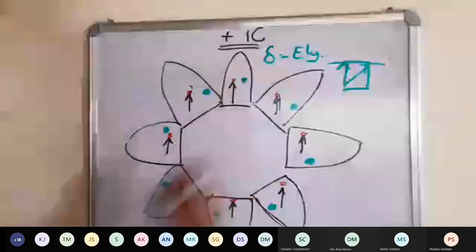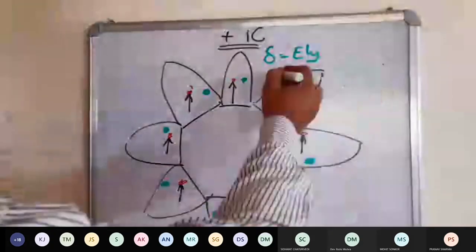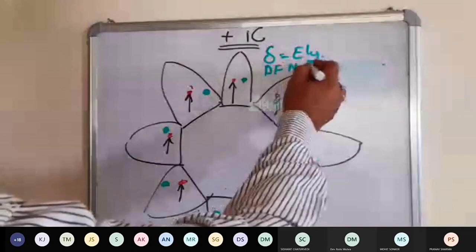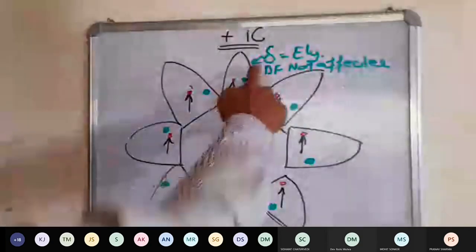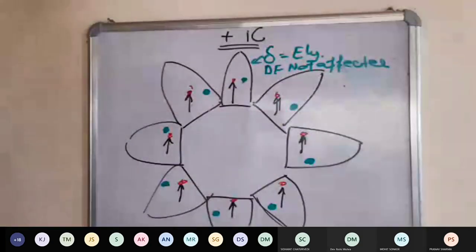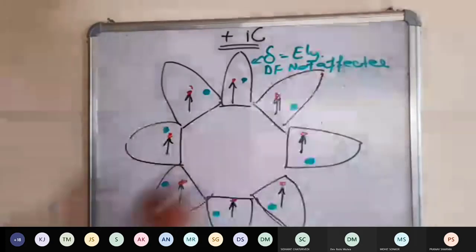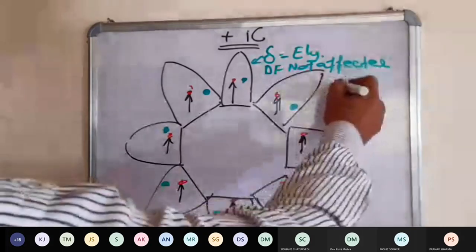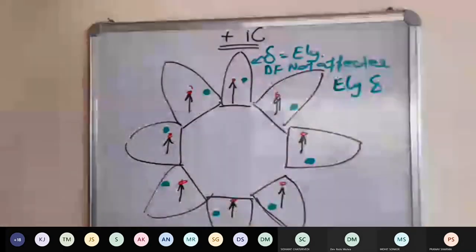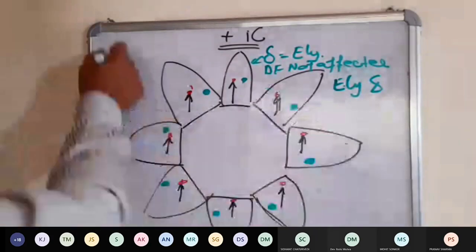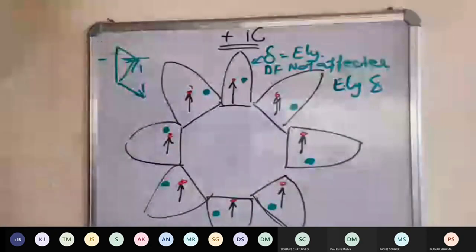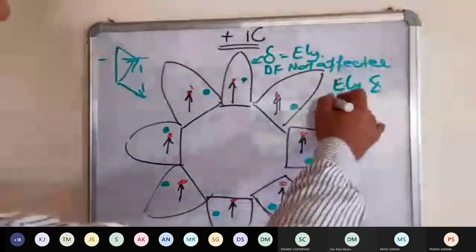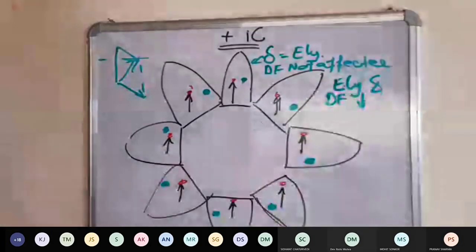Jo deviation hoga, dono ka value will be same. So DF not affected. That's this case. When we are going northeast, again, this will be easterly. And since it is going to pull towards this side, the directive force will be reduced. Then the H, DF is reduced.